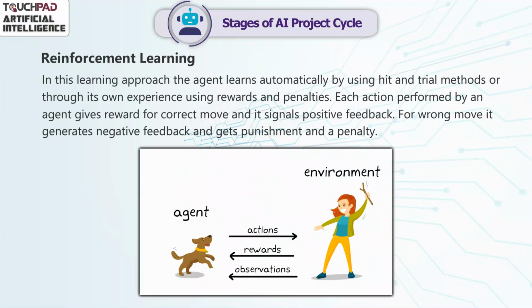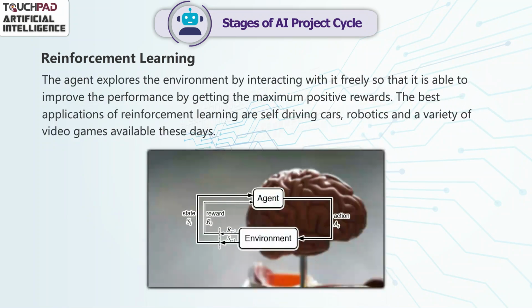In this learning approach, the agent learns automatically by using hit and trial methods or through its own experience using rewards and penalties. Each action performed by an agent gives reward for correct move and it signals positive feedback. For wrong move, it generates negative feedback and gets punishment and a penalty. The agent explores the environment by interacting with it freely, so that it is able to improve the performance by getting the maximum positive rewards. The best applications of reinforcement learning are self-driving cars, robotics, and a variety of video games available these days.